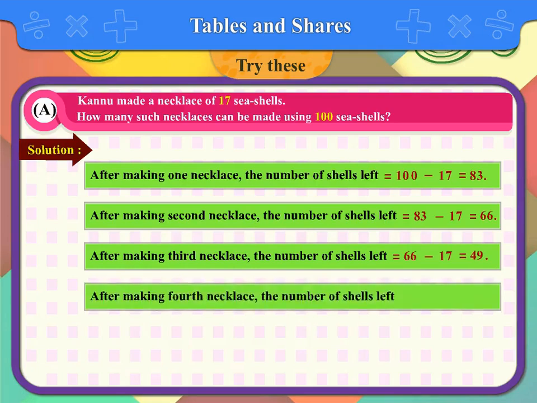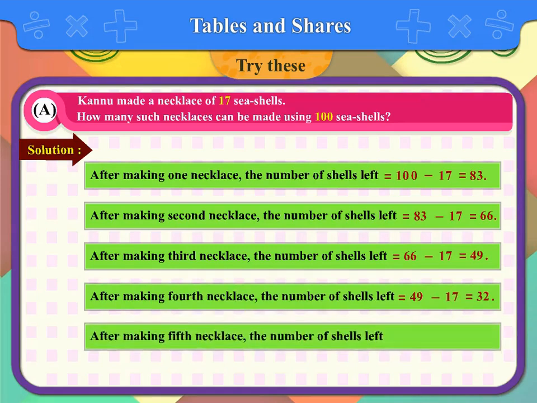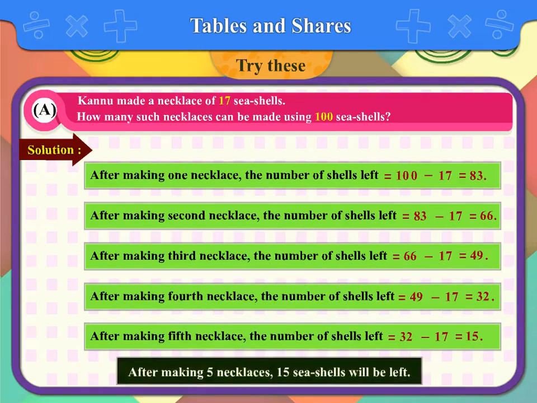After making the fourth necklace, the number of shells left is equal to 49 minus 17 is equal to 32. After making the fifth necklace, the number of shells left is equal to 32 minus 17 is equal to 15. So, after making 5 necklaces, 15 seashells will be left.